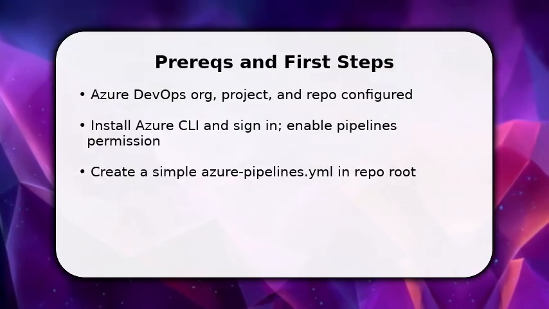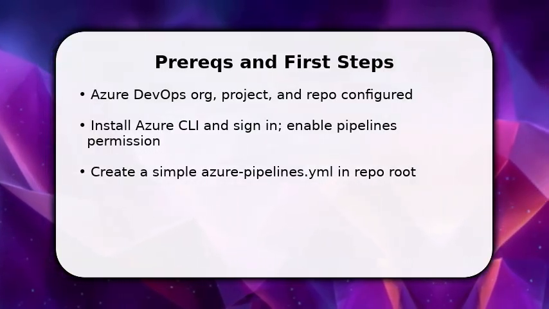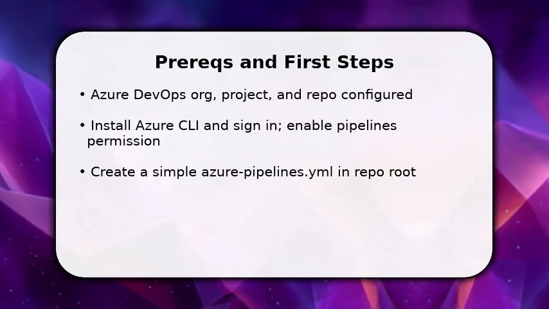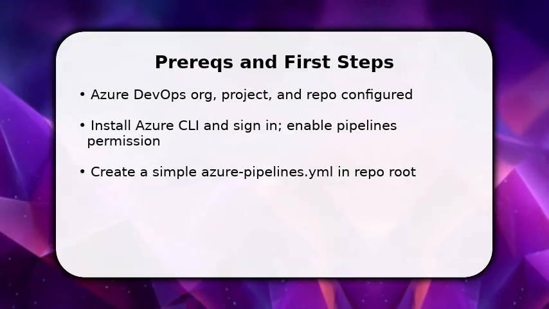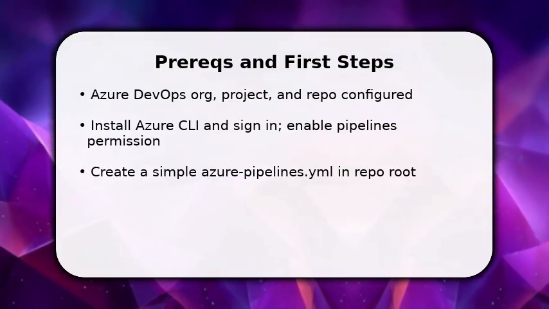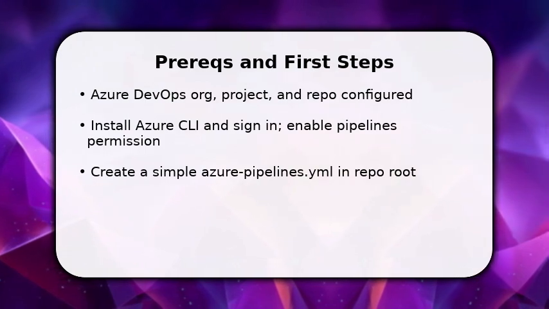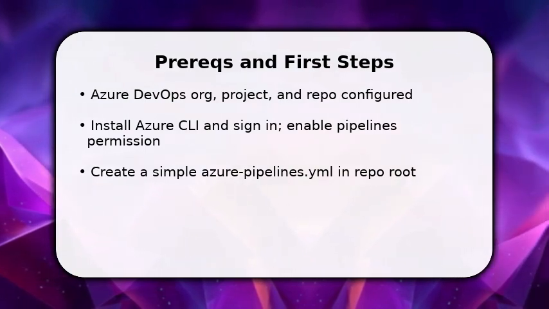Create an azure-pipelines.yml at the repo root now. This file defines your build. Once done, push it to trigger the first run. Make sure to choose a hosted agent pool so you don't manage agents yet. This speeds iteration and shows failures quickly so you can adjust the YAML.